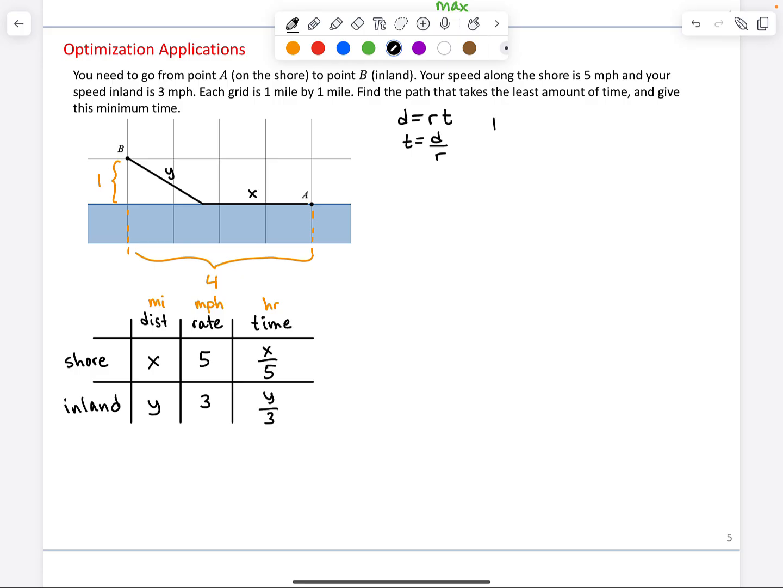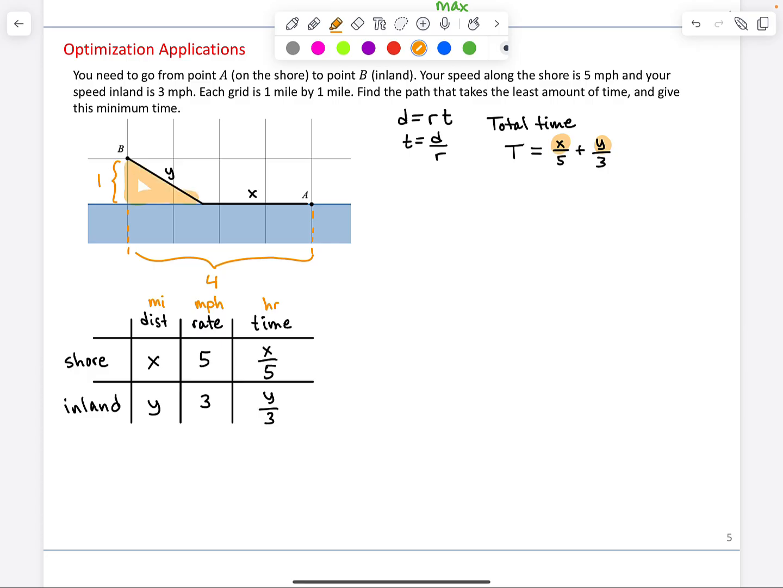So let's say that the total time, we use capital T, will be equal to the time along the shore, which is x over 5, plus the time inland, which is y over 3. So we've created a formula for the quantity, total time, that we want to optimize, in this case, minimize. However, there are 2 variables as inputs, we need to reduce this down to 1 input variable.